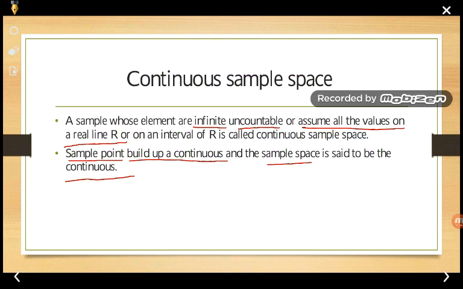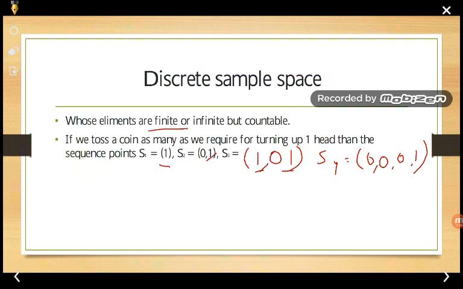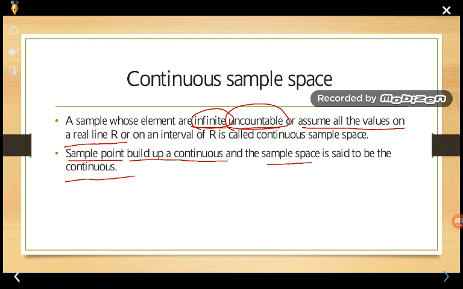But always remember that in a continuous sample space the elements may be infinite and uncountable, so we cannot count them. But in the case of discrete sample spaces, the elements are finite or infinite but countable. So in a discrete sample space the elements are countable, but in a continuous sample space the elements are uncountable.